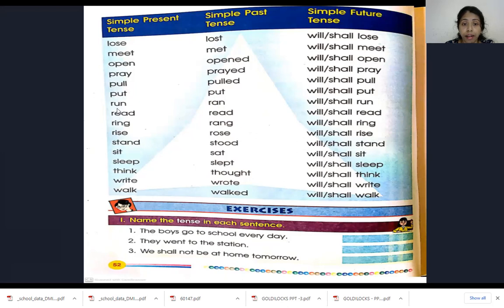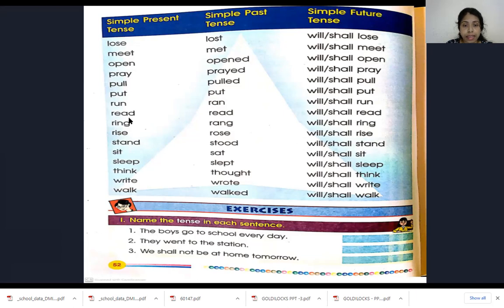Next one is run. For the present form, the word will be run. But for the simple past tense, the word will change into ran. Run, ran. And for the future tense, it will be will run or shall run. Run, ran, will run, shall run.